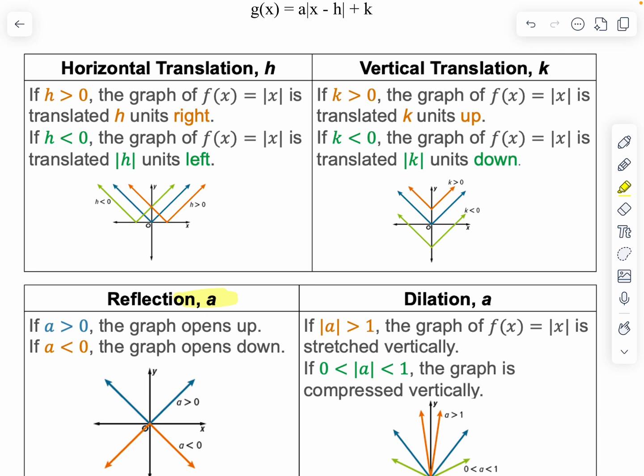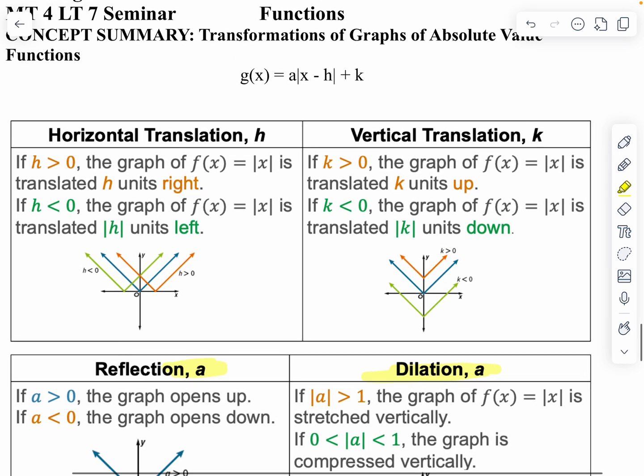If I change the value to 1, if A is bigger than 1, it's going to get thinner. If A is between 0 and 1, less than 1, it's going to get wider. If you add something to your absolute value, it's going to go up. If you subtract something from your absolute value, it's going to go down.